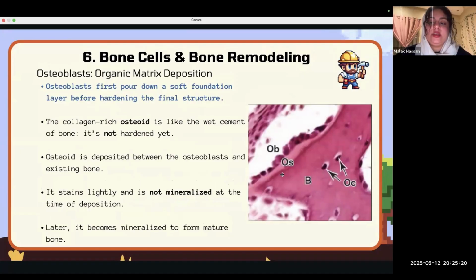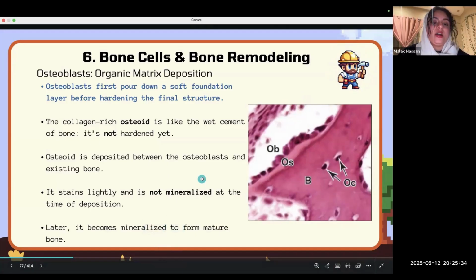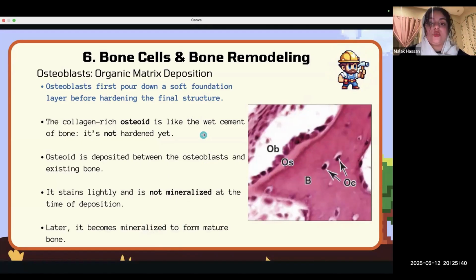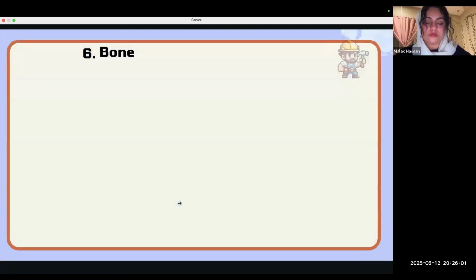Now, osteoblasts, how do they work? They're the builders, right? They lay down the first layer. What is that layer? It's a soft foundation layer before they harden the final structure. It's like a wet cement of bone. It's not hardened yet, so it's very collagen-rich osteoid, and it's deposited between the osteoblasts and the existing bone. So you have the osteoblast, the existing bone, and between them, the osteoid, which is collagen-rich, like wet cement. It stains very lightly, as you can see here, and it's not mineralized yet. Later, it becomes mineralized, and it forms mature bone.